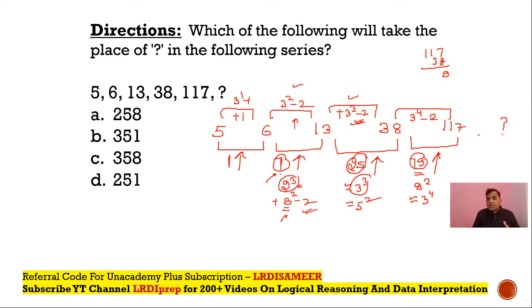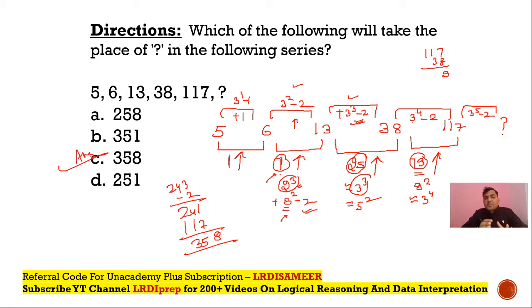This is the correct pattern. So the next value here should be 3 power 5 minus 2. What is 3 power 5? 3 power 5 is 243. 243 minus 2 is 241. When you add it to 117, you will get the number as 358. So C is the correct answer to the question. It's purely an observation of the numbers here. You need to see by what values are getting added for increment in the series, and what values are getting subtracted for the decrement in the series.